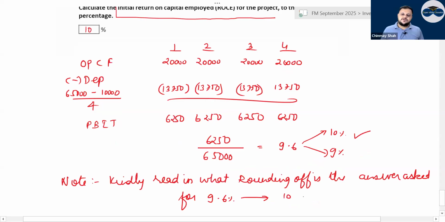9.6% rounded to the nearest percentage is 10%. Make sense? It was easily missable. Tell me, if I had not read it and had not emphasized it, would you have easily missed it?